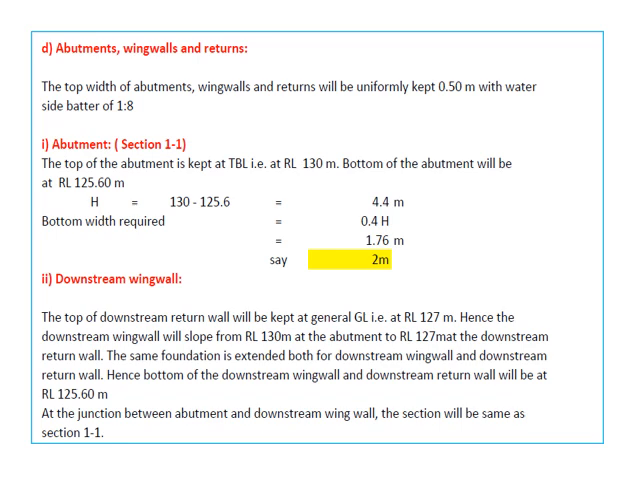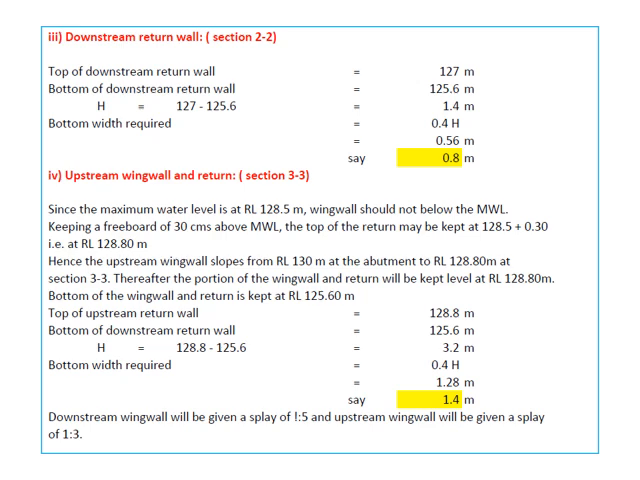Similarly, I told you the top of the downstream return wall is kept at general ground level, which is 127. So the downstream wing wall is sloped from 130 to 127. The same foundation which you provided for the abutment can be extended to the downstream wing wall and the downstream returns. So that's how it is decided: the top of the return wall is kept at 127, and the bottom of the downstream return wall is kept at 125.6. Therefore the height is 1.4. The thumb rule is 0.4 times h for the bottom width, so you can go for at least 0.8 meters as the bottom thickness for the return walls.